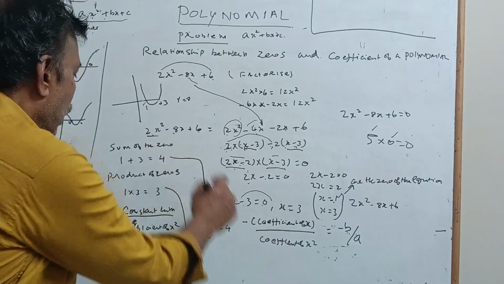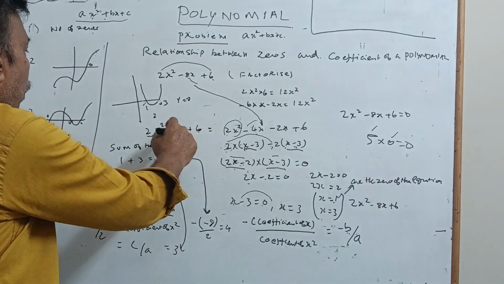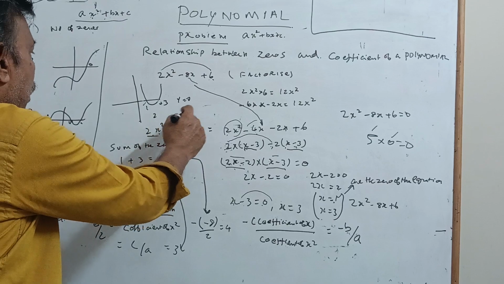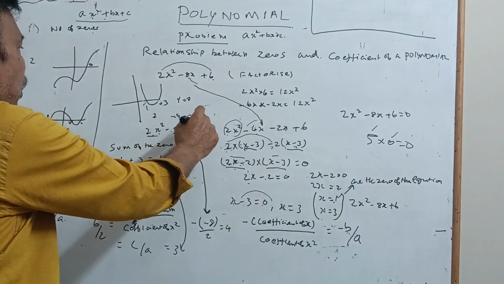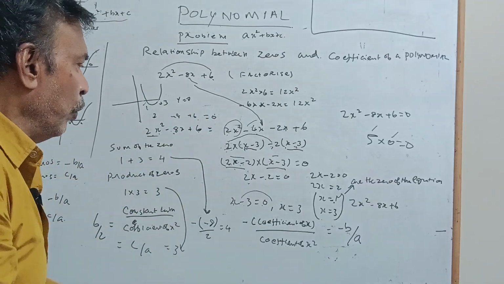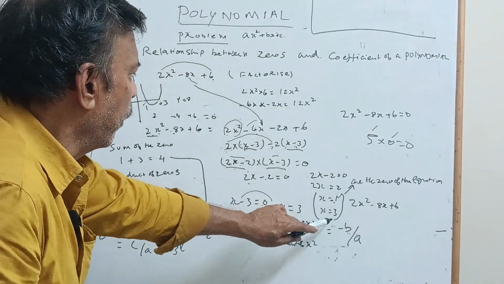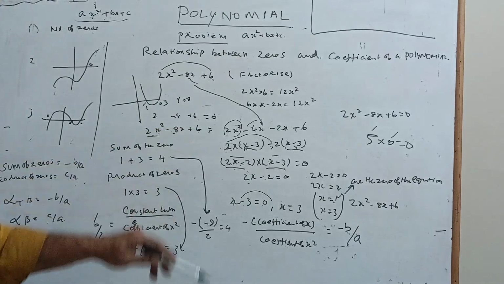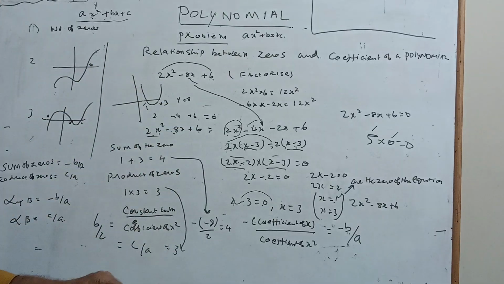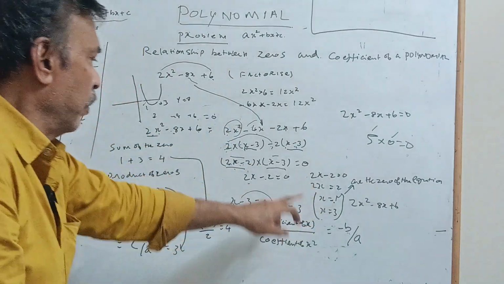This becomes 2 minus 8 plus 6. So 2 plus 6 is 8, minus 8 equal to 0. Likewise, if you put 3 in this equation, it will also become 0, so just check it up. So this is how you find the zeros of the equation.